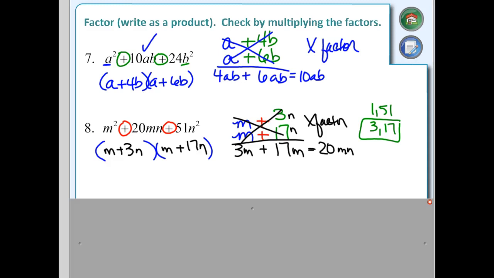Okay, so for homework, make sure you remember your sign patterns and your factors. Great job.